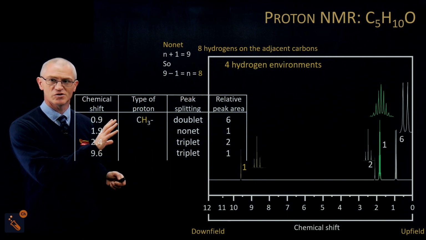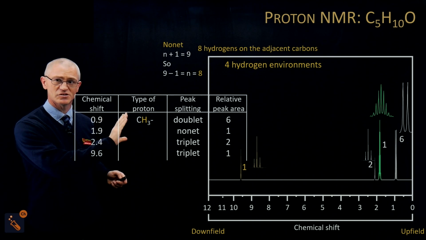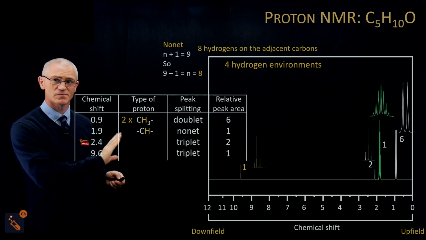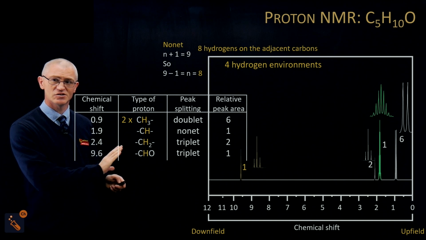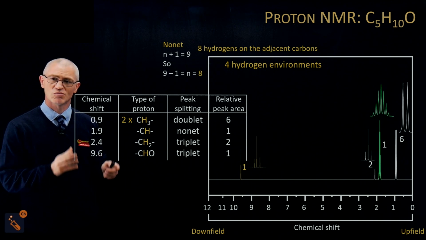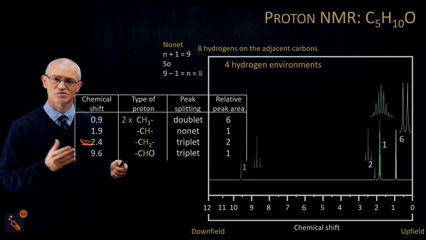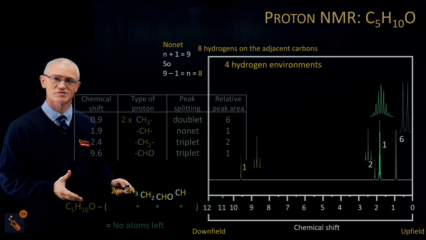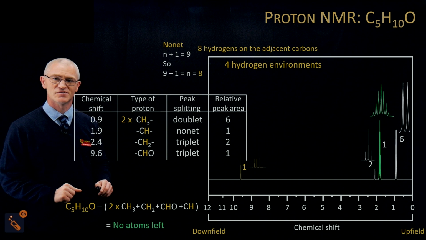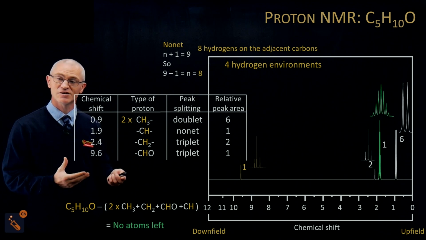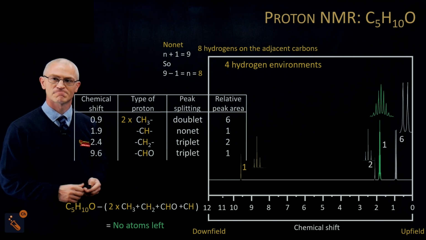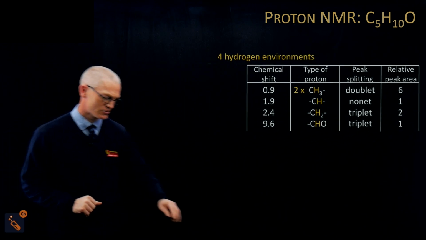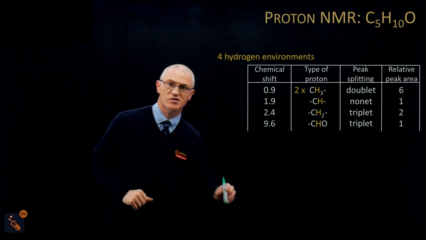And we'll start to put that together in a moment. But let's go through the type of protons. So you've got the CH3s, which we thought there were 2 of. We've got a CH where we've got a nonet. We've got a CH2 where we've got our relative peak area of 2, and we've got our aldehyde. We want to make sure we've used all of our atoms, so we take them away from our molecular mass. We find out we've got no atoms left. So we just have to rearrange all of this in a molecule that looks correct.